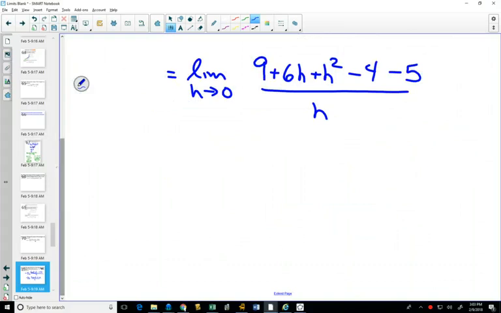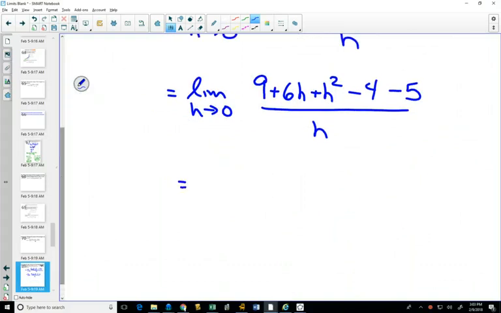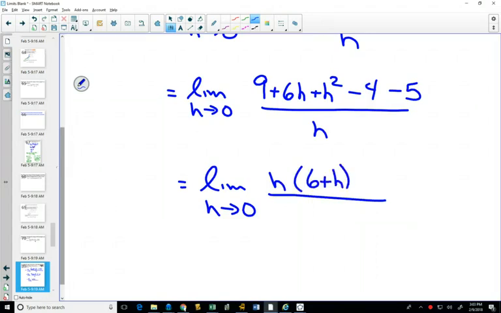Again, we want to cancel out. So you might see that your numbers all simplify. You could factor out an h out of the top. Our h's simplify. And we get a slope of 6.